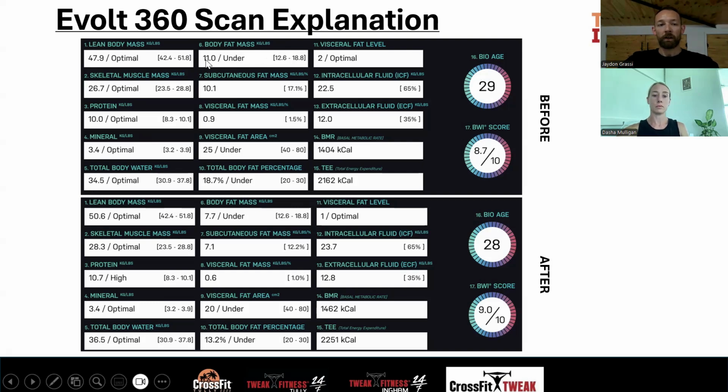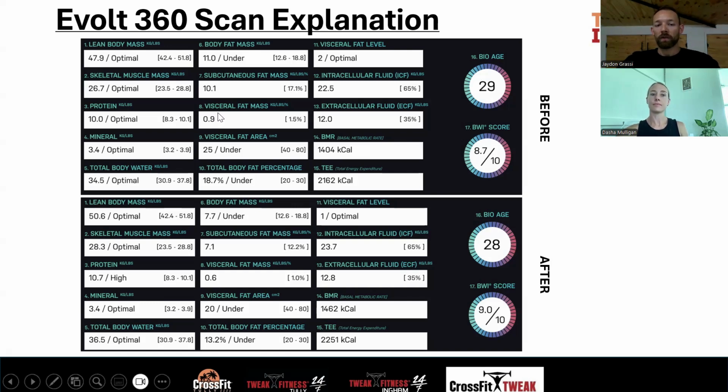11 kilos of body fat. Obviously, this person is quite lean. So 11 kilos of body fat made up of 10.1 kilos of subcutaneous body fat. That's body fat you can touch and feel. So if you feel an area in your body and you feel, oh, I don't like that bit there, you're touching subcutaneous body fat, right?